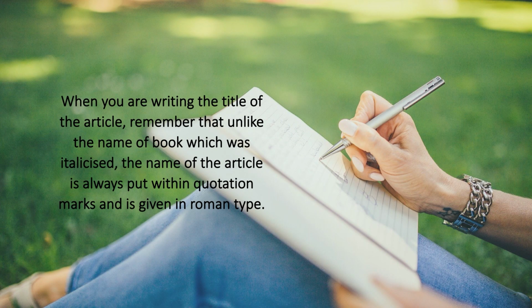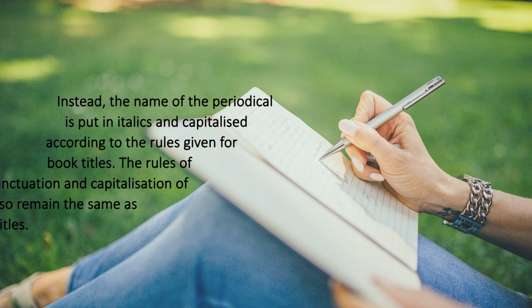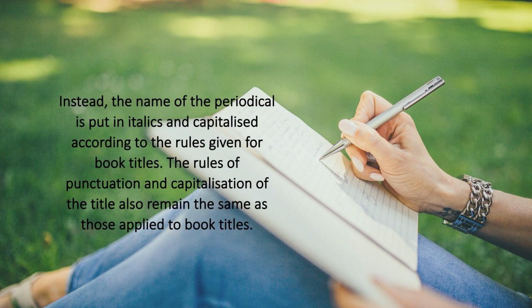When you are writing the title of the article, remember that unlike the name of a book, which you italicize, the name of the article is always put within quotation marks and is given in Roman type. Instead, the name of the periodical is put in italics and capitalized according to the rules given for book titles. The rules of punctuation and capitalization of the title also remain the same as those applied to book titles.